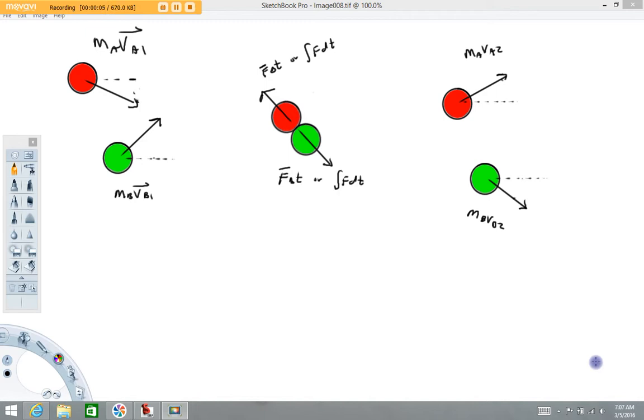This is going to be video number 2 on how to use momentum to write equations for two-dimensional collisions.